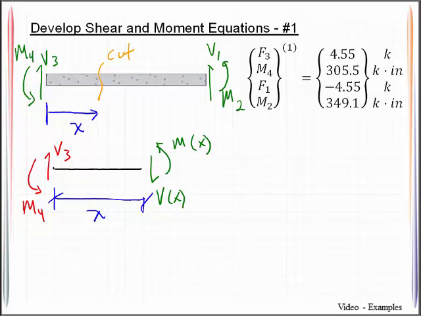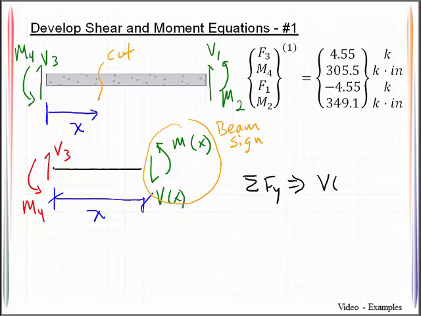And what I'd really like to point out to you here is that when I sketch these on here, I am using the beam sign convention, so that my moment and shear diagrams come out appropriately. I can then use the sum of forces in the y equation to go ahead and get me the equation for the shear as a function of x, and that will simply be equal to this quantity of V3.